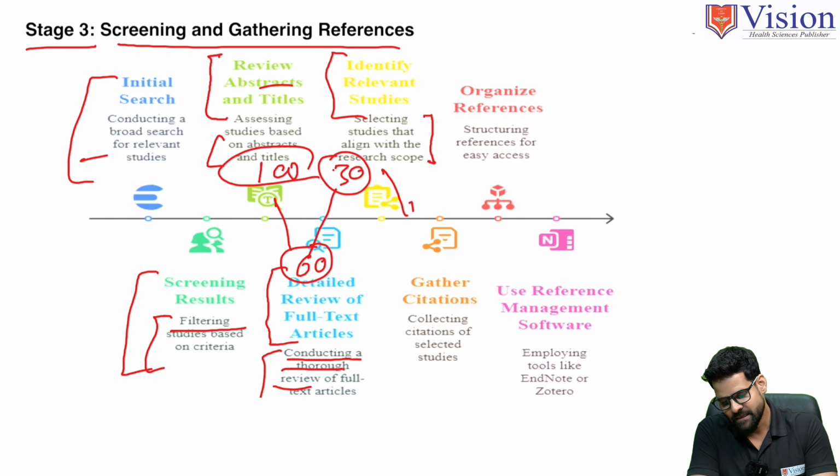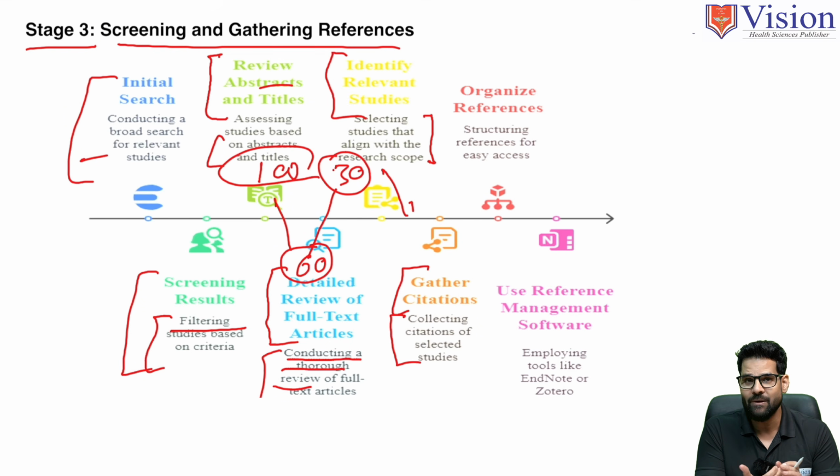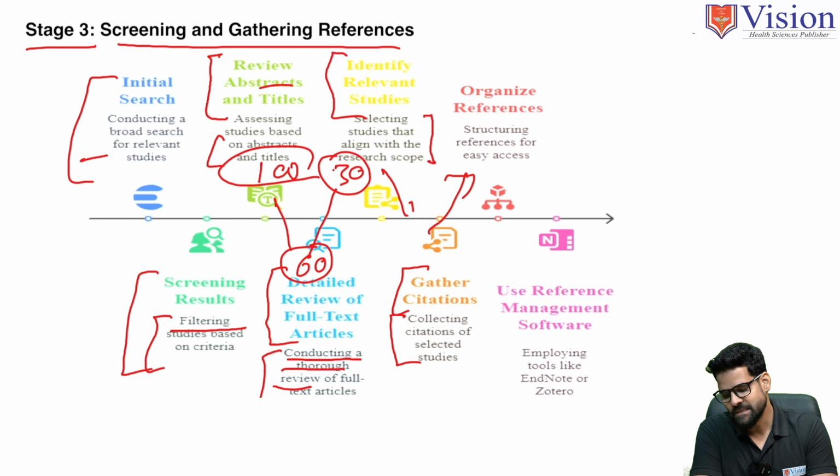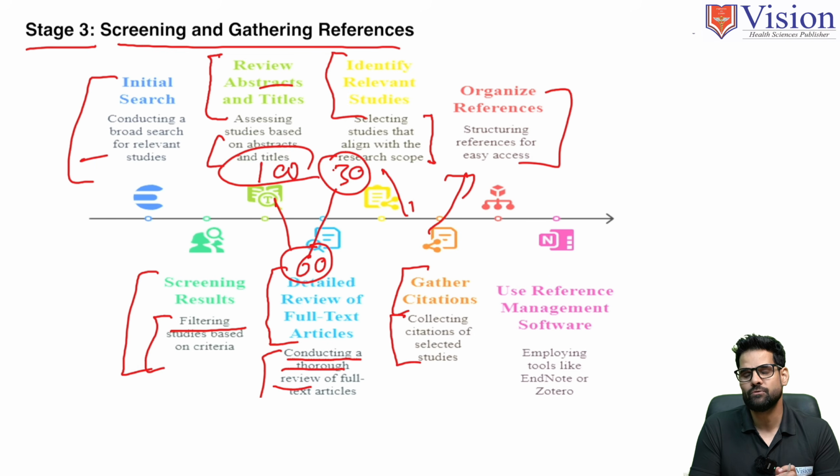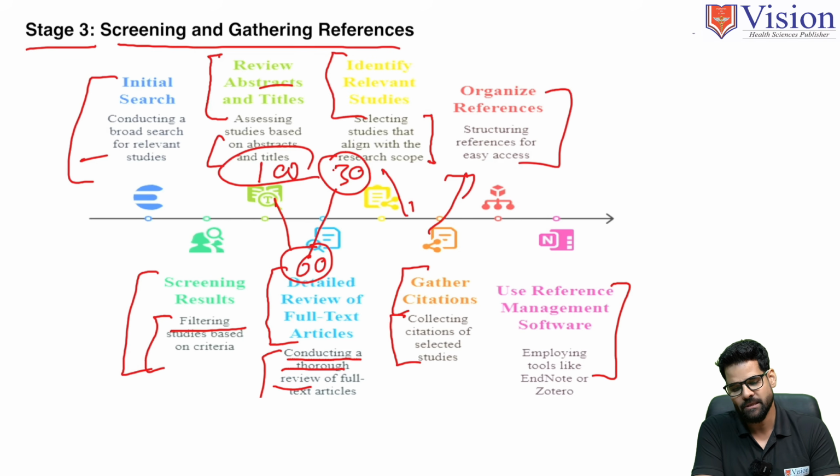Once you do that, for the 30 studies, you get the citations. Collecting the citations of the selected studies, just put a reference. You can save these researches into your reference management software, or you can make your own folder on your PC. And finally, you organize that with the references, structuring the references. You can use the software or do it manually. We have already told you there are many referencing styles available, but most commonly for nursing and medical students we use APA, or Harvard, or ICMJE Vancouver. You can use this reference management software in the third stage.